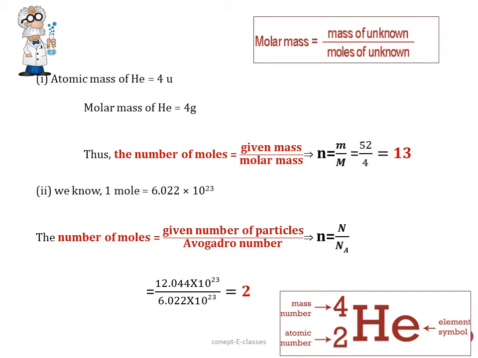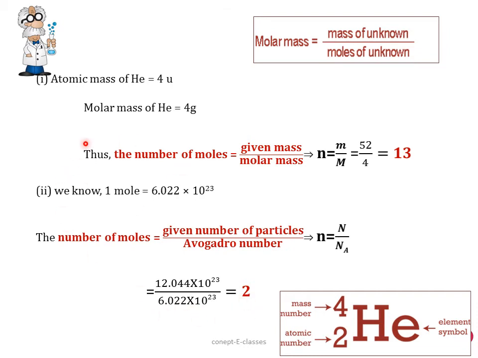Now the second part: we have the number of particles, 12.044 × 10^23, and we have to find the moles from the number of particles. We know that 1 mole is equal to 6.022 × 10^23. So in order to find the number of moles when the number of particles is given, the number of moles is equal to the given number of particles divided by Avogadro's number. That is, n is equal to N by Na, which is 12.044 × 10^23 divided by 6.022 × 10^23, which is equal to 2.